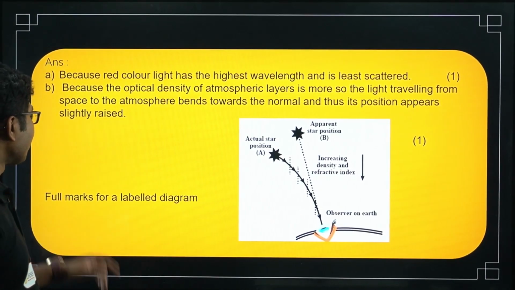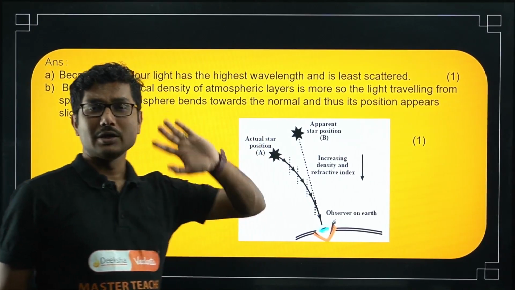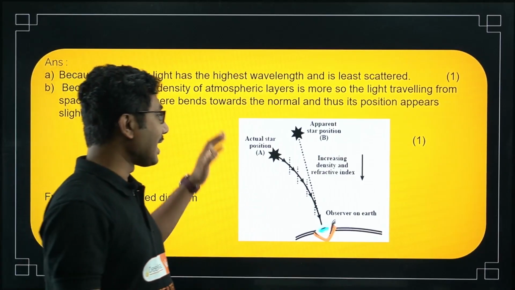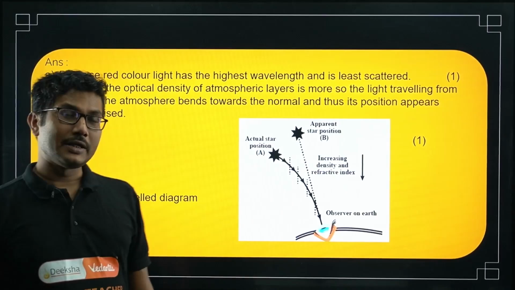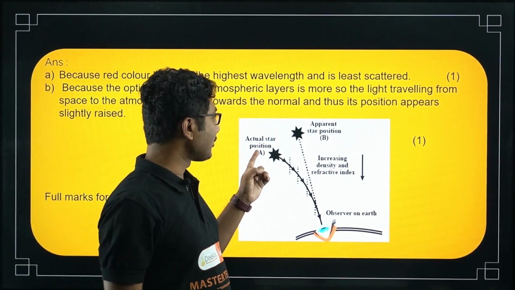Okay, full marks for the labeled diagram. So if you just draw the labeled diagram, you get full marks. If you explain it along with the diagram, that is fine, but if you just draw this labeled diagram, then also you will get full marks. Okay, so what is that? The actual position of the star.